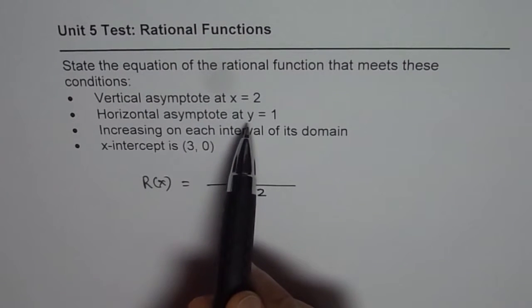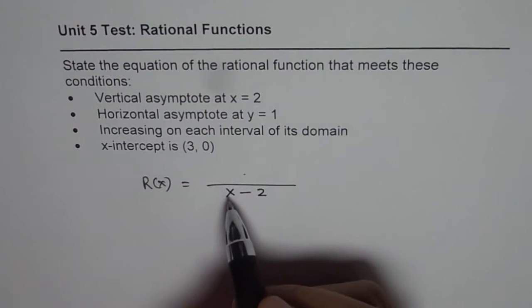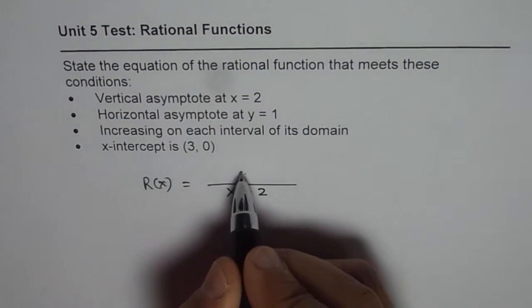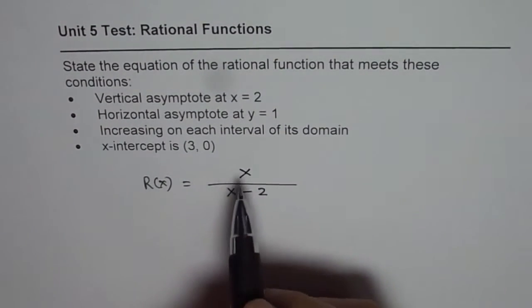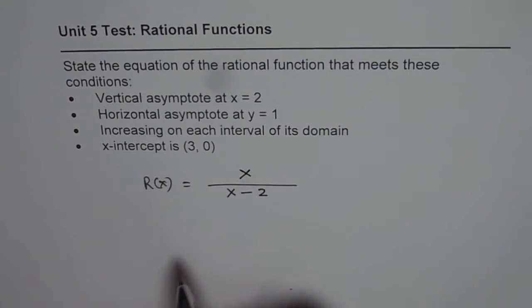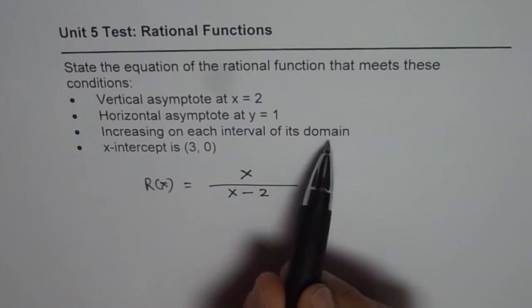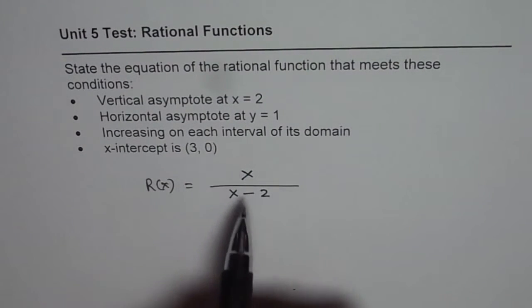Horizontal asymptote at y equals 1 means that the leading coefficients should be in the ratio of 1 is to 1, and the degrees of the numerator and denominator are also the same, right? So we get x at least in the numerator. Then it says increasing on each interval of its domain. We'll look into it later once we sketch what we write here.